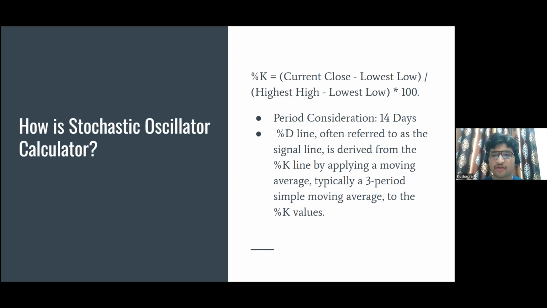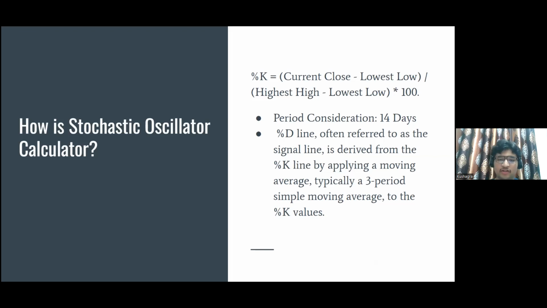We are taking a particular time period, that is 14 days, which is generally taken. We can also vary this 14 days based on the price fluctuations or the sensitivity we want for the stochastic oscillator. So let's take the general 14 days. During these 14 days, we find the highest price and the lowest price that the particular stock has taken, and we use the above formula for calculating the percentage K line.